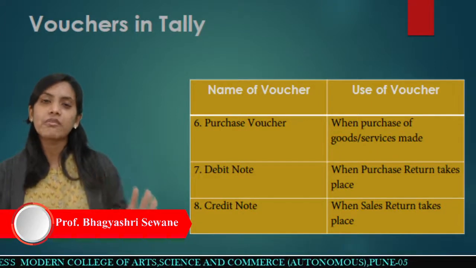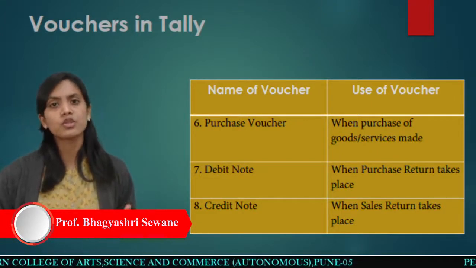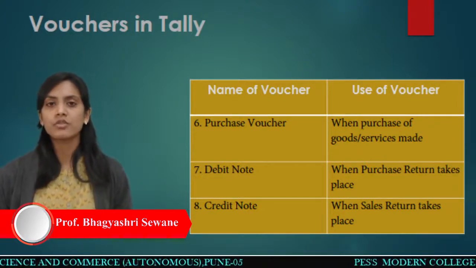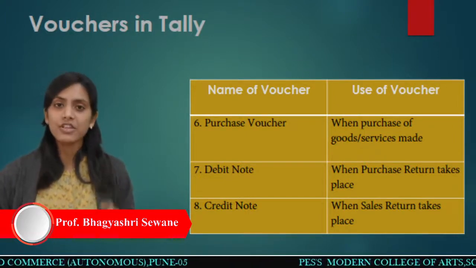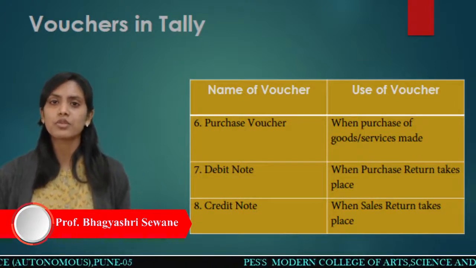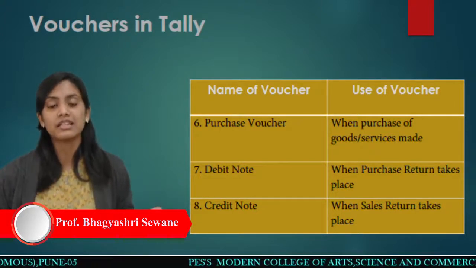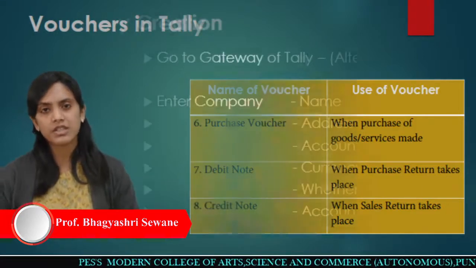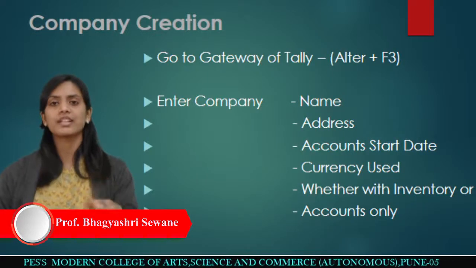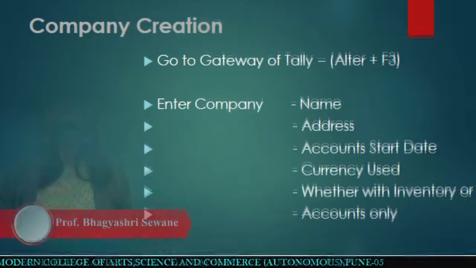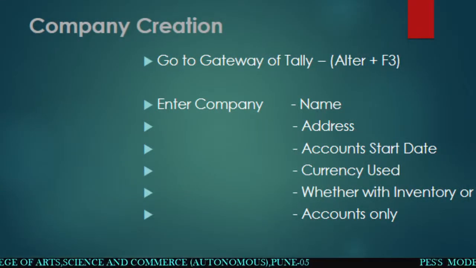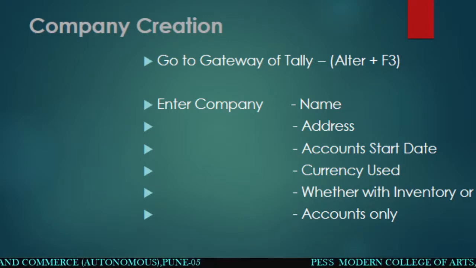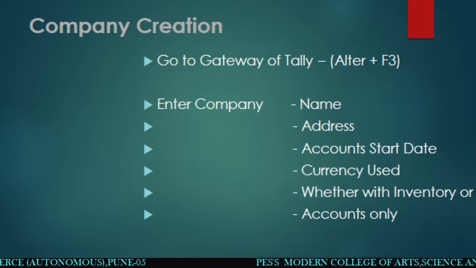So here, guys, every voucher you have covered, from the contra voucher till the credit note. All these vouchers we are going to use for entry purposes. Transaction entries we are going to do in Tally with the help of these vouchers, okay? And the last part we are going to cover in this session is how to create a company. Because all this part we covered was related to the theory part, in the next sessions we are going to start practically with the creation.